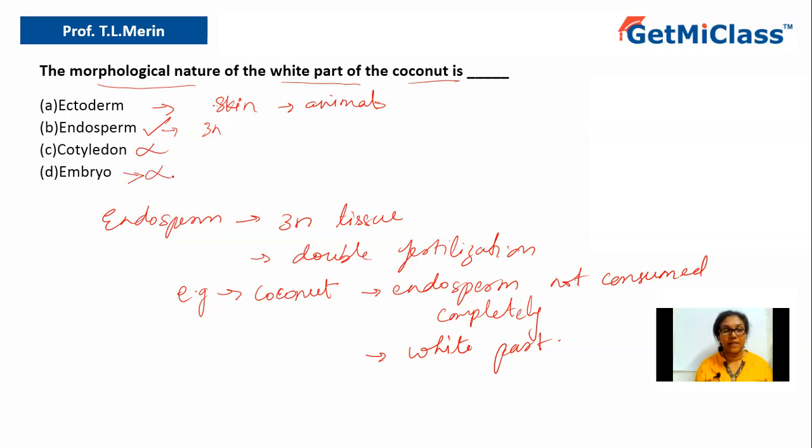So it is not the embryo, because the embryo is formed by the fusion of male and female gametes, and from the zygote the embryo develops, right? Whereas endosperm is formed by the fusion of the two polar nuclei and the male gamete, and that is the white part of the coconut. So let us conclude the answer. The answer is option B, that is endosperm.